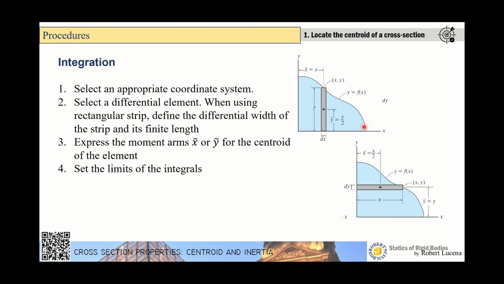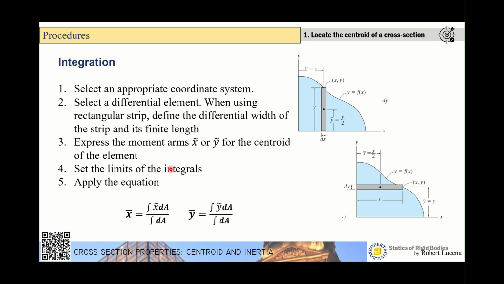Now we set the limits of the integral. Definitely, if you want to get the centroid of the cross section bound by this curve, then the limit should be from this point up to this point. So you have to set the limit of your integral. If you set the limit up to this point only, definitely you will only get the centroid of the cross section in which the area is bounded from this point to this point only. If you want to locate the centroid of this whole curve, then your integration should contain this whole curve.